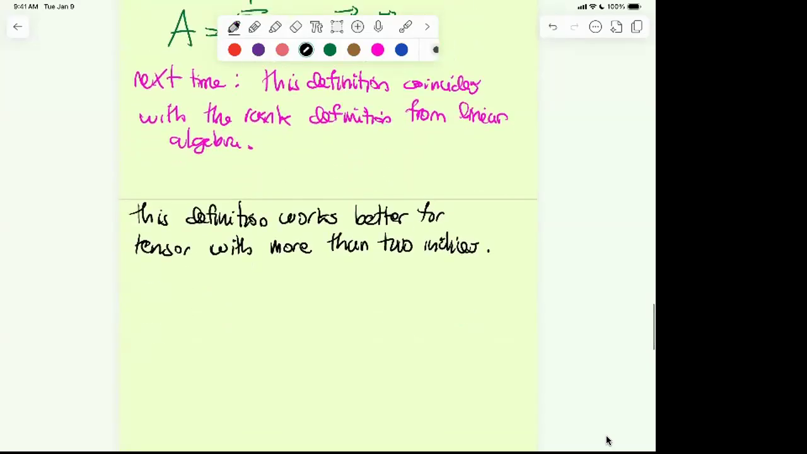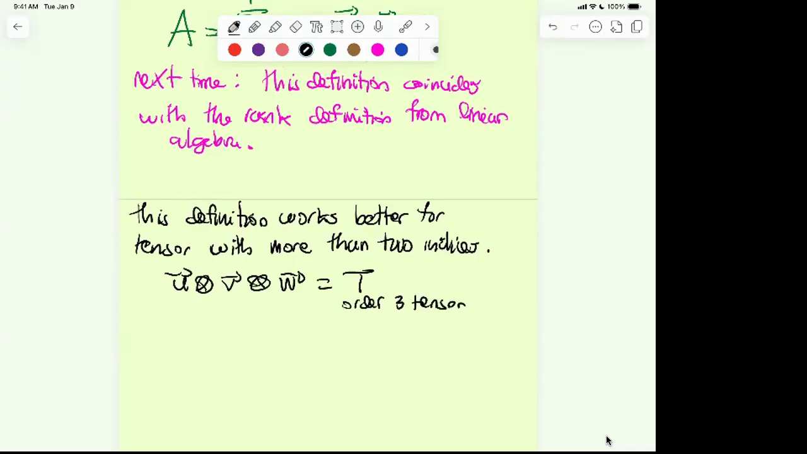Again, we talked about that briefly last time, you could take the tensor product of three vectors, right? If you take the tensor product of three vectors, that gives you an order three tensor. This is an order three tensor.